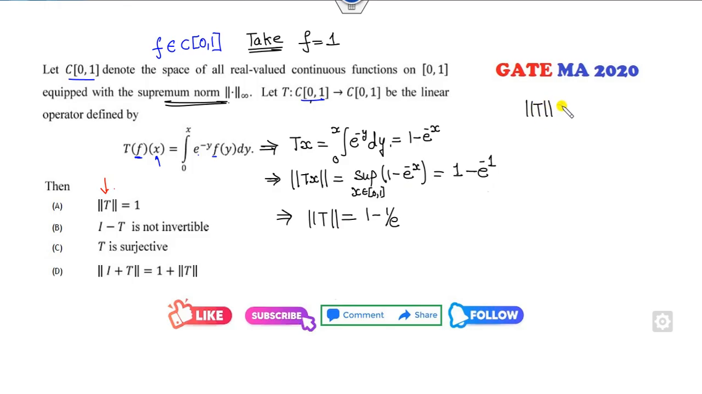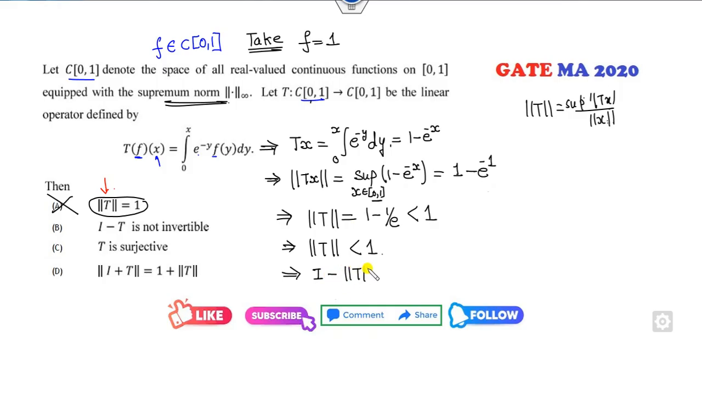Again remember that it is my supremum of norm of Tx divided by norm of x, and the norm of x is, you can see over the 0, 1, is my 1. So clearly say 1 minus 1 over e is always less than 1. So what does it mean? Norm of T is less than 1. So once this is less than 1, look at the second option, I minus norm T, that is 1 minus norm of T, which is non-zero.